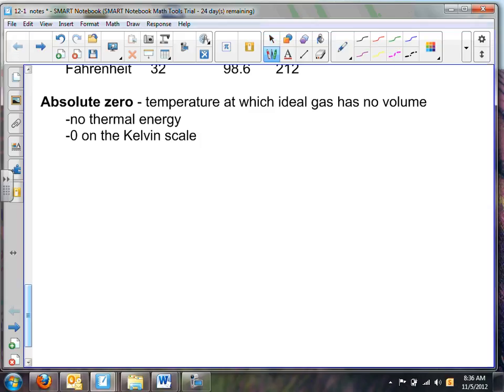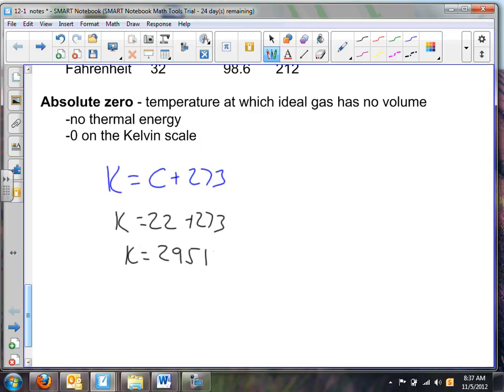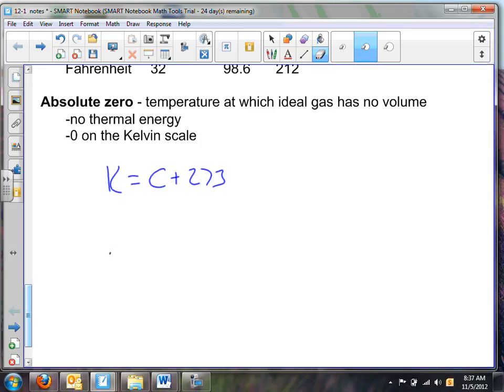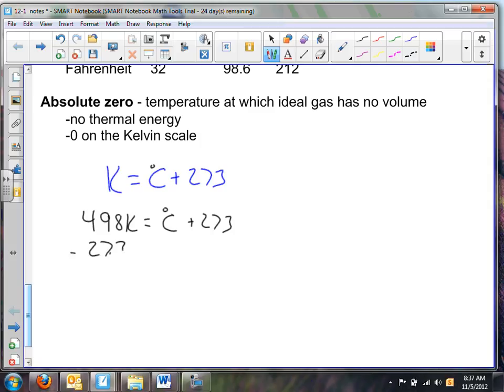So let's try a couple quick examples. If it's 22 degrees Celsius outside, to find Kelvin, all you would do is add those, and the Kelvin would be 295 K. Notice we don't put degrees with the Kelvin units, it's just 295 K. Or if it's 498 Kelvin, now to figure out the Celsius temperature, all you would have to do is subtract 273 from both sides, and your Celsius temperature then is 225 degrees Celsius.